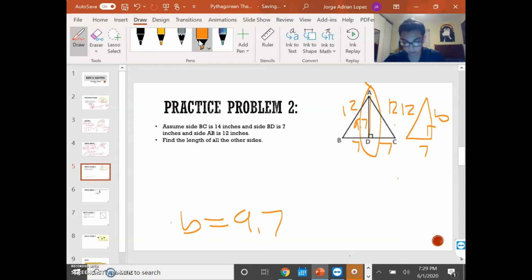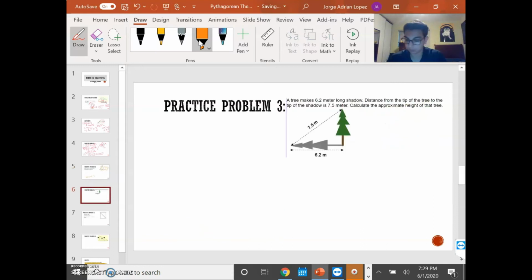So let's move on to another problem, like problem number 6. So here's your real world life scenario with Pythagorean theorem. A tree makes a 6.2 meter long shadow. Okay? So a 6.2 meter long shadow, and here's the length of that shadow. And the distance from the tip of the tree to the tip of the shadow is 7.5 meters. Calculate the approximate height of that tree. Now we need to figure out what's the height of this tree.